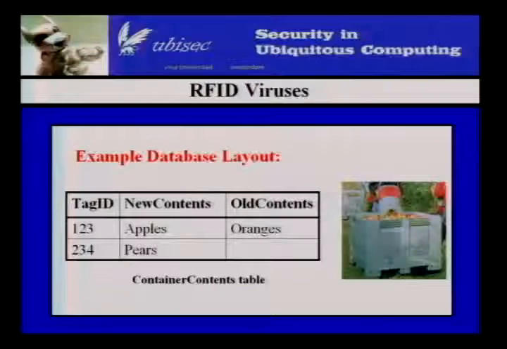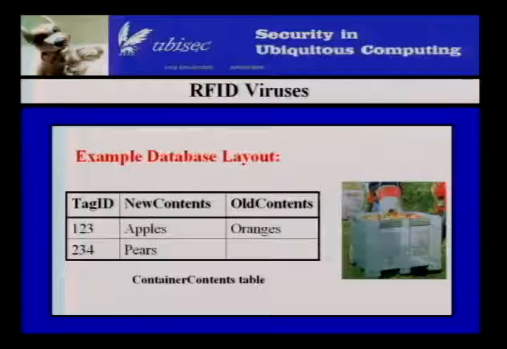What you're going to have is something like a new contents column, saying, okay, the known state of the world was oranges. Some guy with a keypad is probably going to type in, okay, but it really actually now contains apples. So that's going to be in the new contents column. And essentially what's going to wind up happening is as soon as it's scanned again, the contents of new contents is going to get written into this tag.